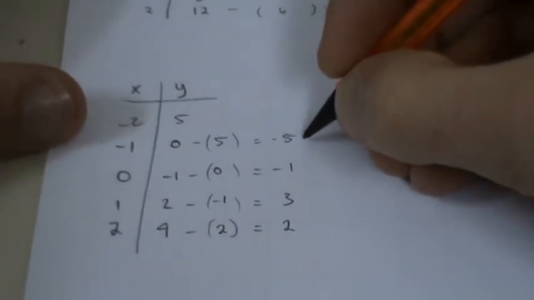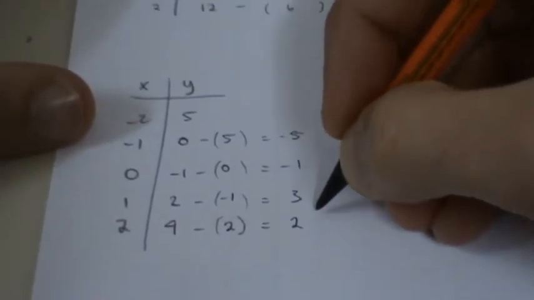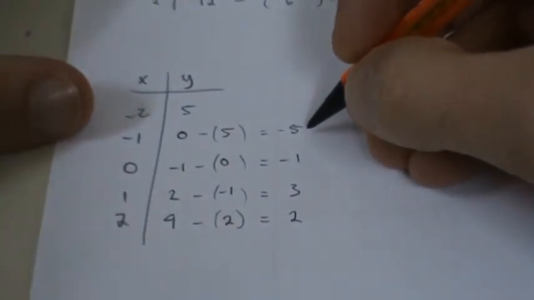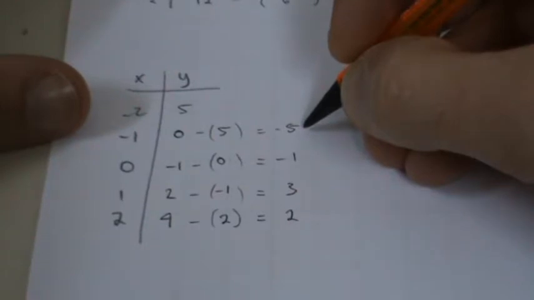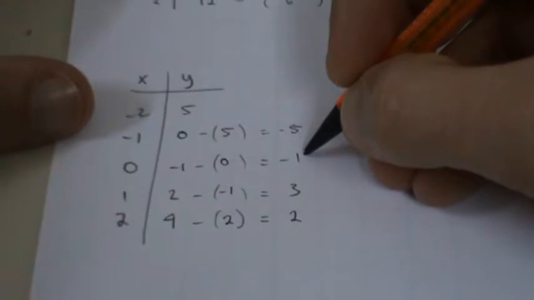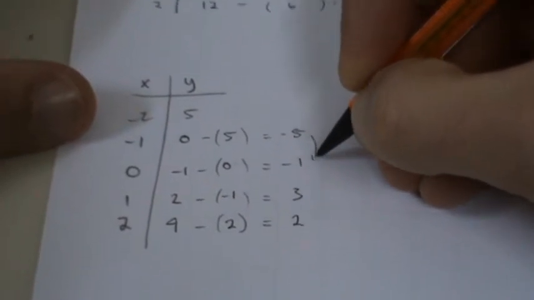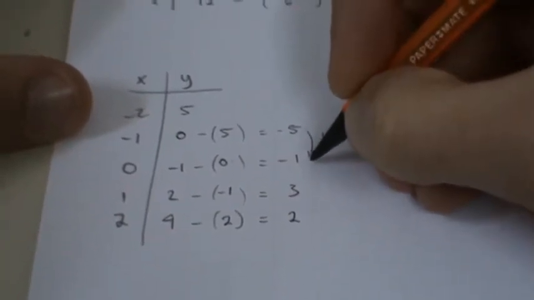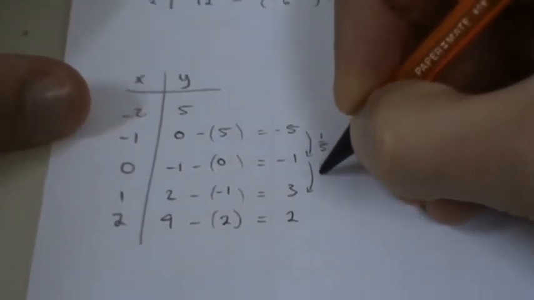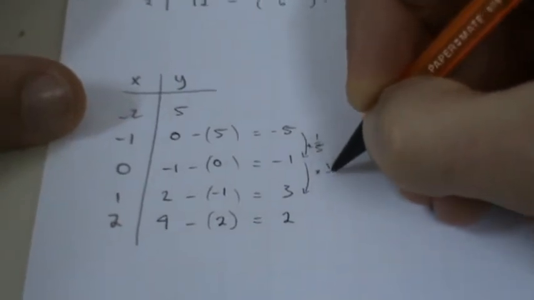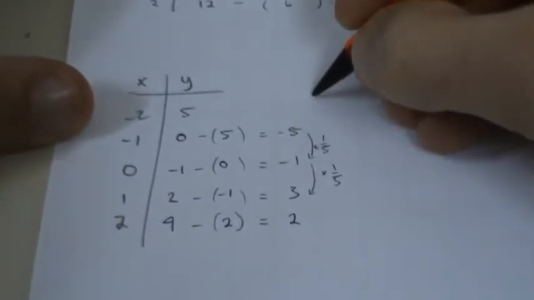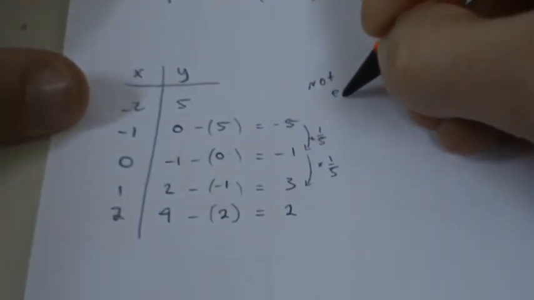So notice that there's no common product here. I can't take 5 and multiply it by something to get this. I mean, I can multiply it by 1/5, right? But then I should be able to also multiply this by 1/5. Okay, but since I can't, this is not exponential.